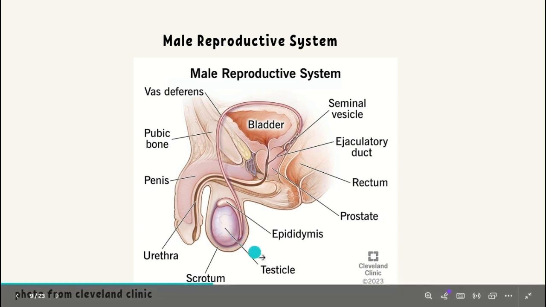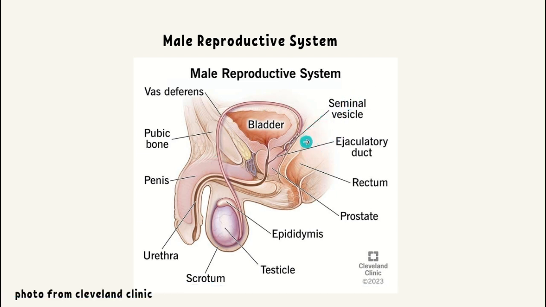Then you have the testes. So basically, it's located within the scrotum, as we can all see right here. This is the scrotum, and it's basically responsible for producing sperm and the male hormone testosterone. So the sperm is produced, and the vas deferens transports it to the seminal vesicle. Seminal vesicle makes the semen, right? So we already get that far.